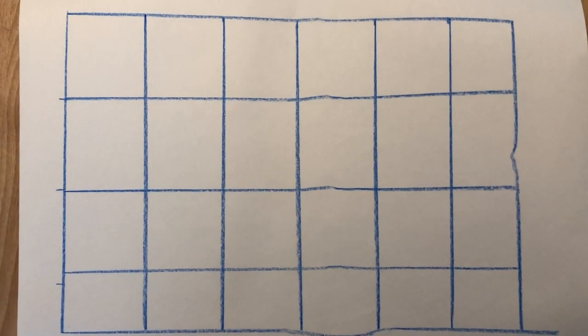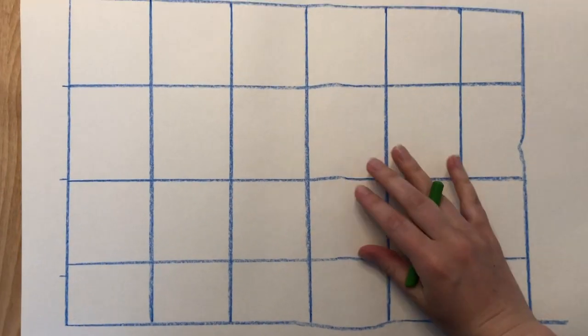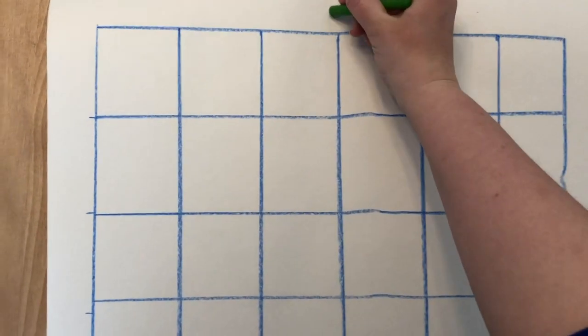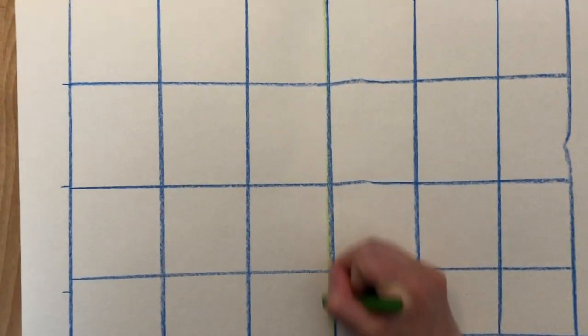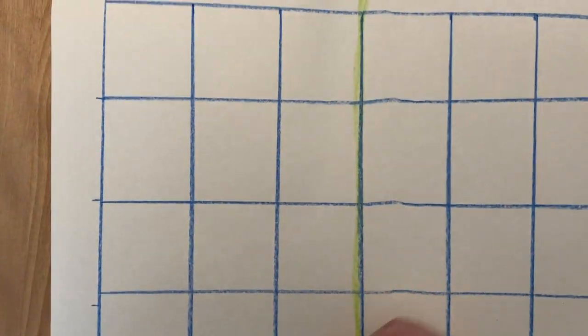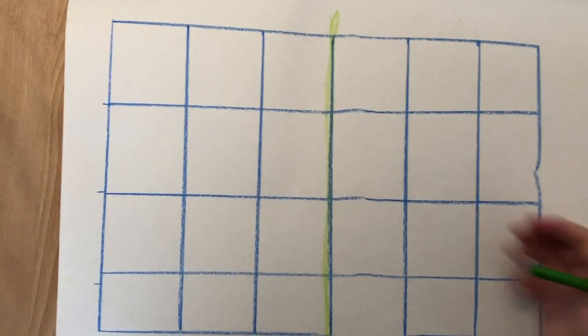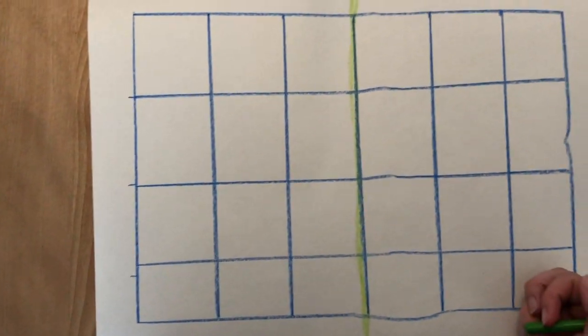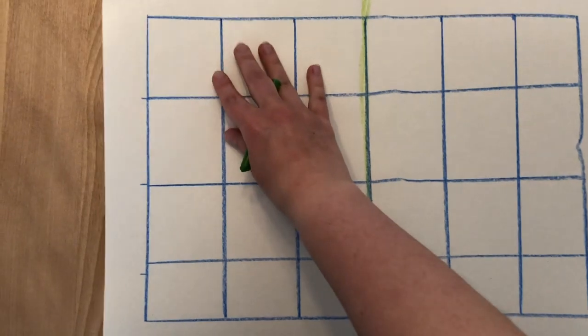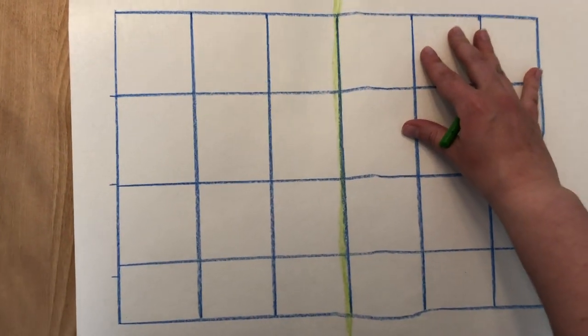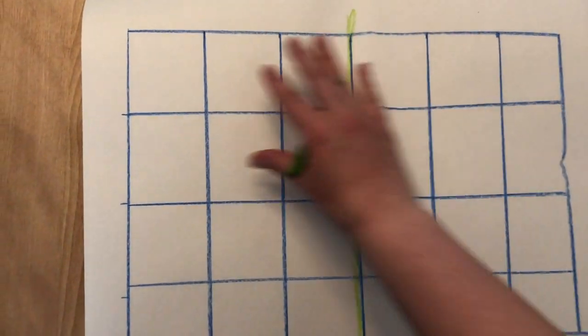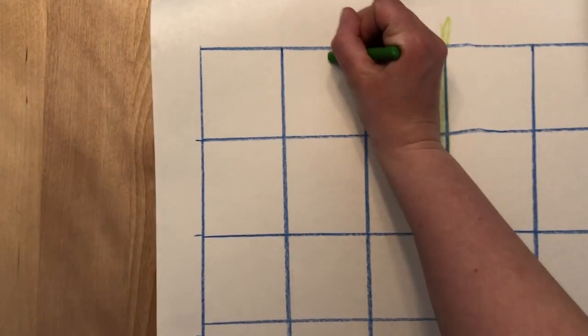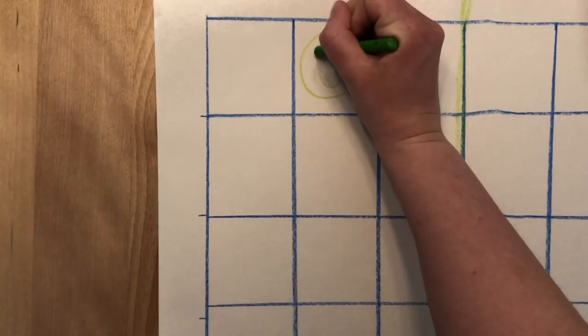Today when we look at reflections on a grid, I'm actually going to draw on this grid now. So we're going to pretend that this line right here with my green is the line of symmetry, the reflection. We're going to pretend like there's a mirror right here. If I have a shape on this side, then I'm going to see the reflection on this side. So let's say that I have a shape over here and I have a happy face.